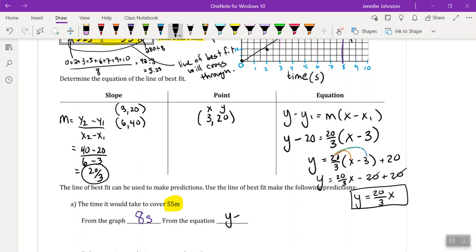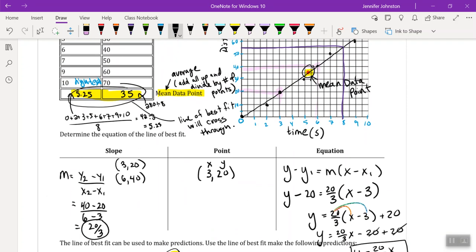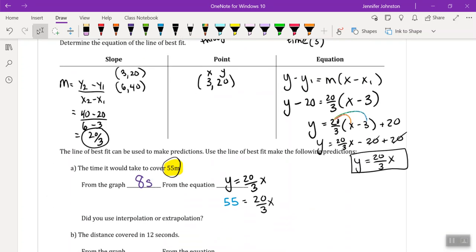Our equation is y is equal to 20 over 3 x. 55 is on the y, so 55 goes in for your y. 55 meters is a y, that's not a time. Time is x. You could also use t and d if you wanted, but we're just going to use x and y.